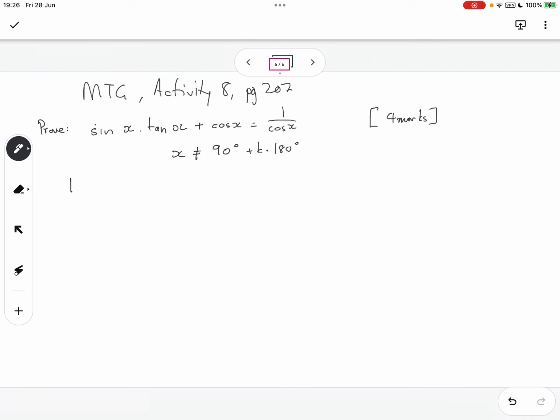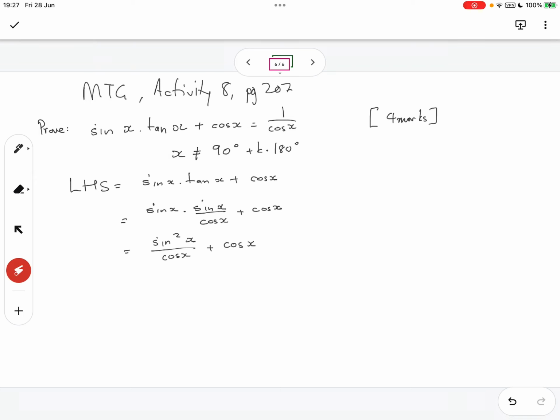So yeah, if we take our left-hand side, that equals sine of x times tan of x plus cos of x. This equals sine of x times sine of x divided by cos of x plus cos of x. This gives us sine squared of x divided by cos of x plus cos of x.